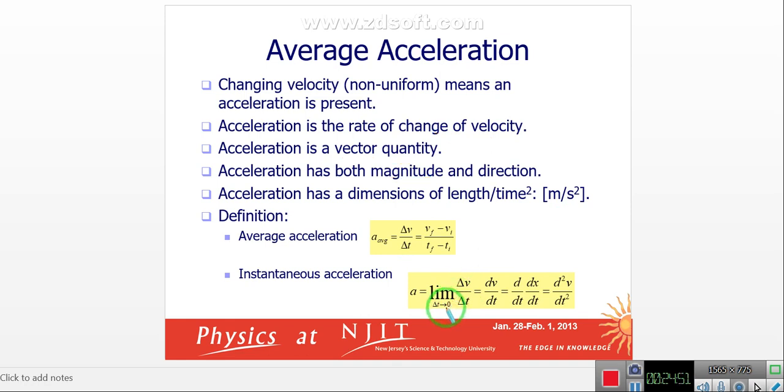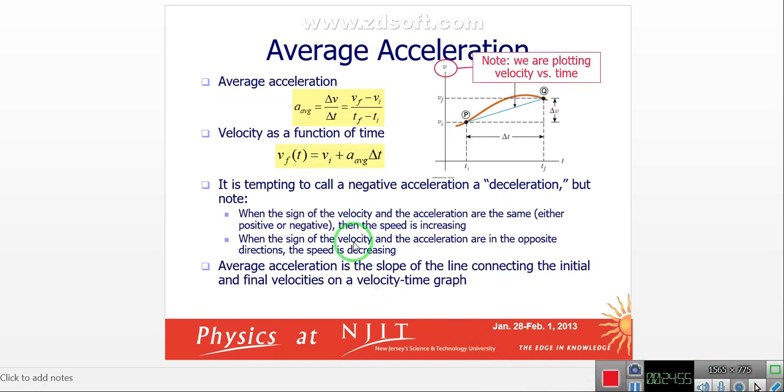So it's very easy. So this is your average acceleration, total change in velocity divided by total change in time. Just write an arrow on the velocity, because it's a vector quantity. This equation we will prove later on. Vf is equal to vi plus at. It's an equation of motion.